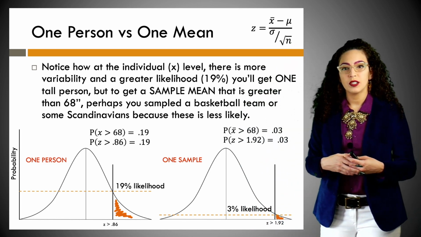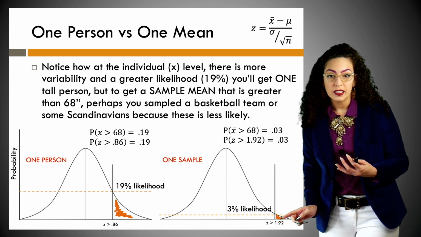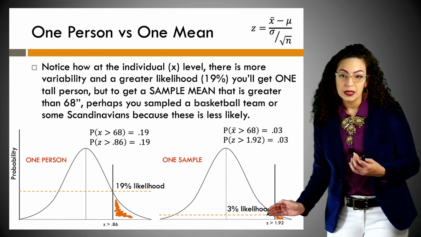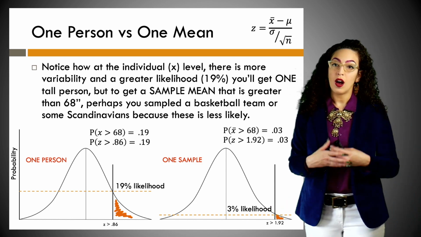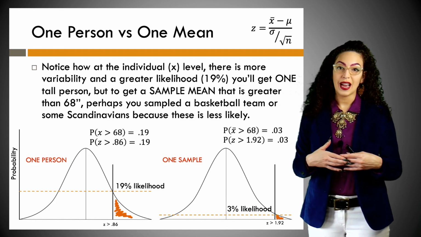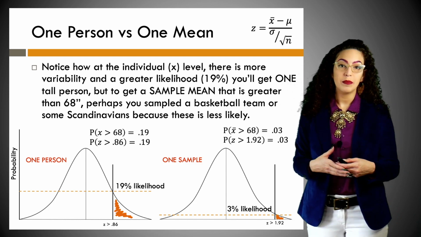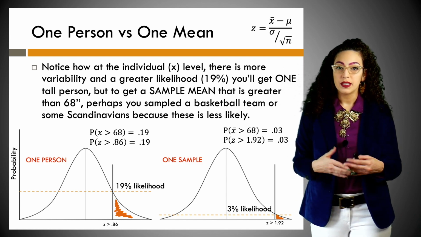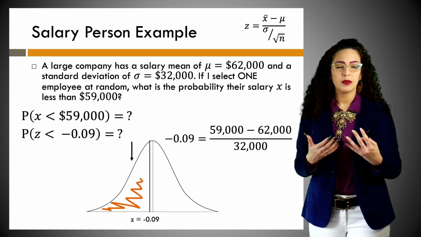Now, if we look over here at our one sample, we have a z-value of 1.92, and that is a much smaller little chunk. We only have 3%. So all other things being equal, a z-test will always have a lower probability than a z-score. The probability of seeing one person who's really tall is a lot more probable than seeing 5 people that are really tall. So now let's look at an example with salaries.